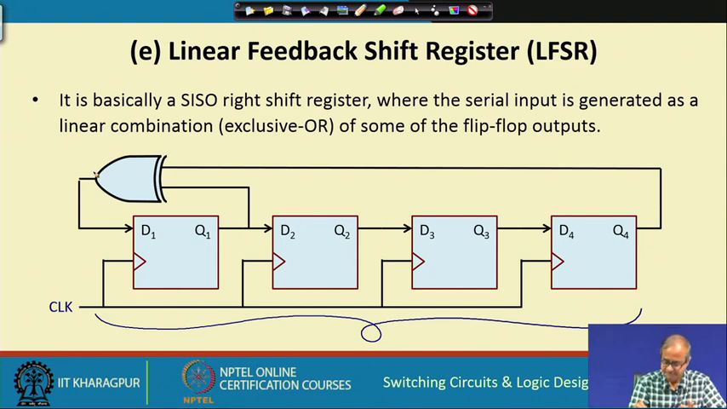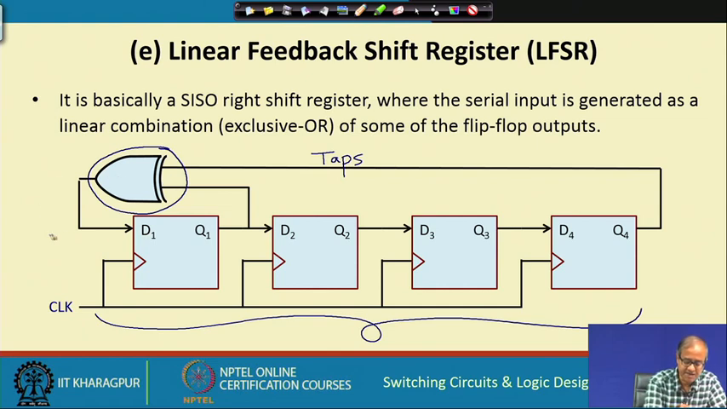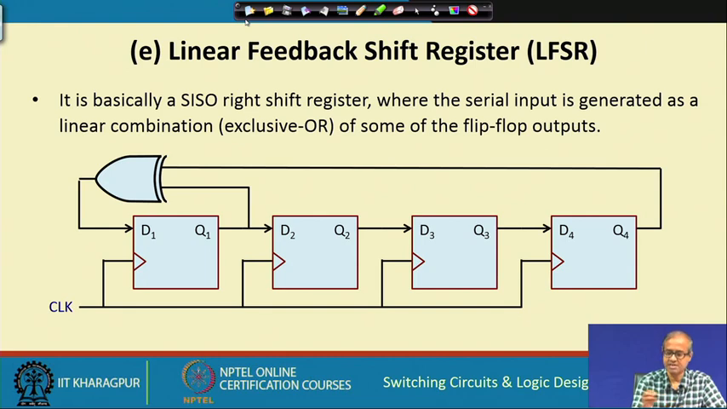So, in a linear feedback shift register, or LFSR in short, the idea is that we have an exclusive OR gate. To the input of this exclusive OR gate, we feed some of the outputs of this LFSR. Here, for example, we have taken this Q1 and Q4. These are called the taps. We take some taps from the output of this shift register and feed it to the input of this XOR gate, and the output of the XOR gate is feeding here the D1 input of the first flip flop. So, the input is not coming from outside, rather this exclusive OR gate is generating the next input that is to be shifted. Basically, a linear feedback shift register looks like this.